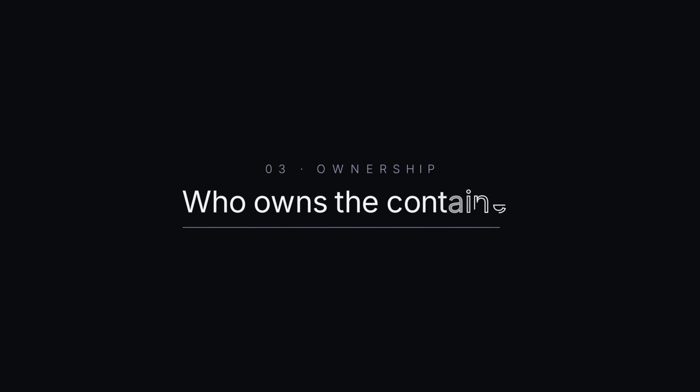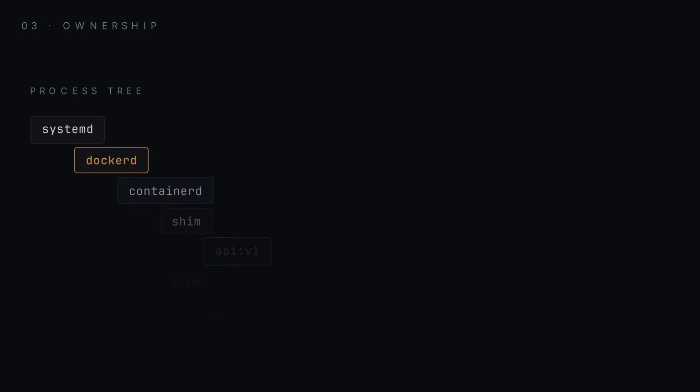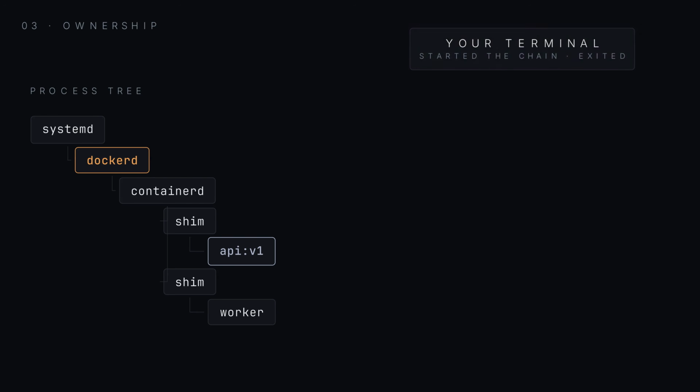If you inspect the process tree afterward, something interesting shows up. Your application is not a child of your terminal anymore. It is attached to the shim. The shim belongs to containerd. containerd belongs to dockerd. Your terminal simply started the chain, then exited and stepped away.